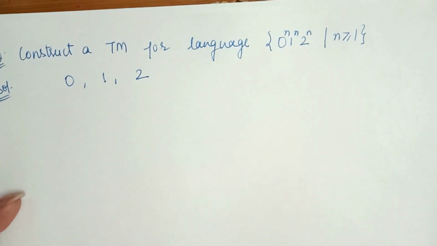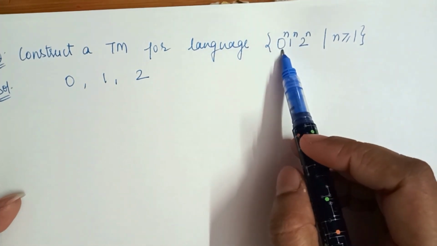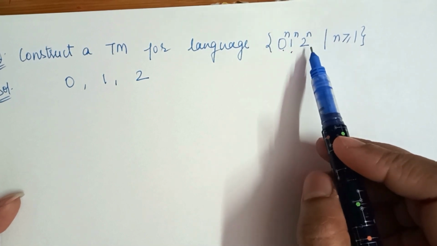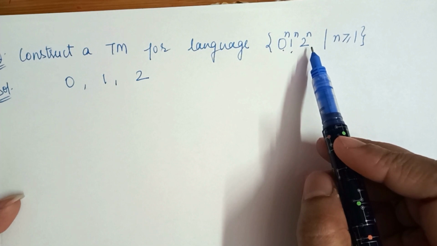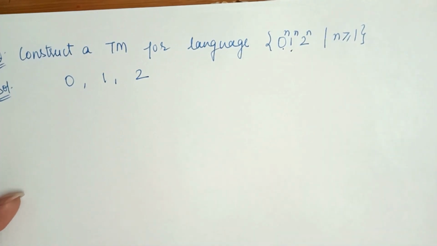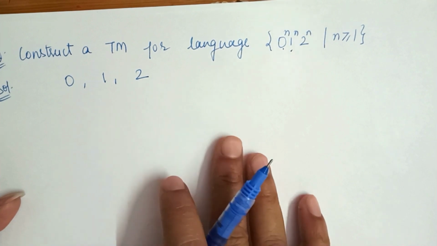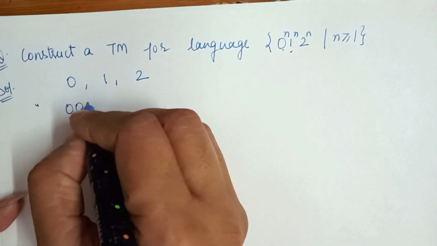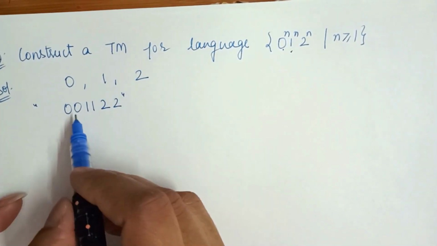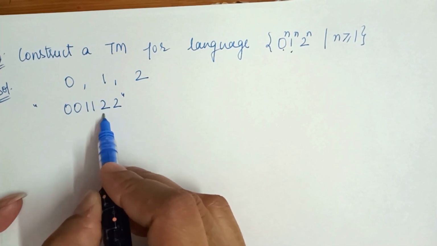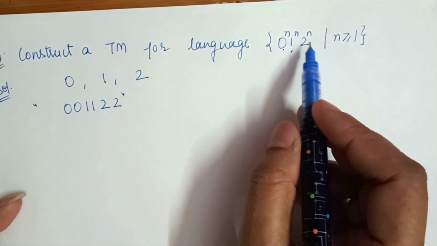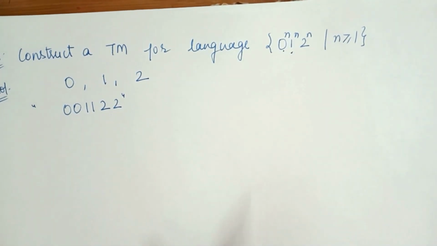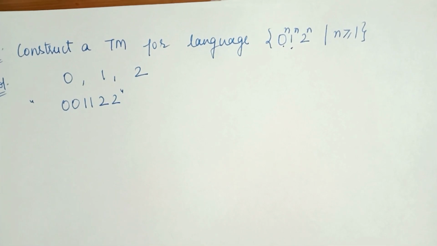In this, some number of 0s is followed by an equal number of 1s and then followed by an equal number of 2s. So any string which falls in this category will be accepted by this language. We are taking a string 0, 0, 1, 1, 2, 2. So 2 zeros, 2 ones and 2 twos, where n is equal to 2. So I am constructing a Turing machine for this string, 0, 0, 1, 1, 2, 2.